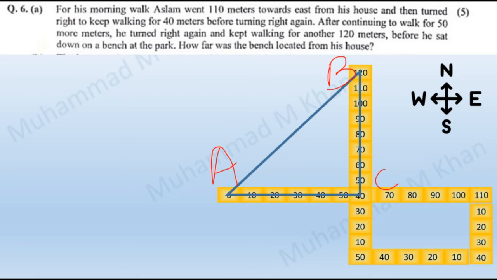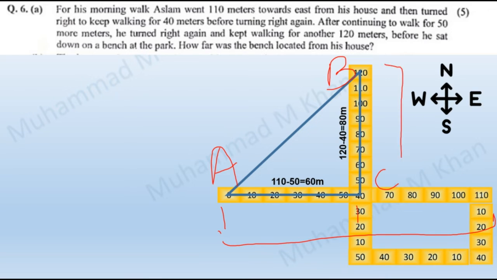Now the line AB or this AC would be this 110 length minus the 50 meters, which would be 60 meters. Similarly, the line BC would be 120 minus these 40 meters. So deducting 40 from 120 gives us 80 meters. So the perpendicular of the triangle is 80 meters and the base of the triangle is 60 meters.